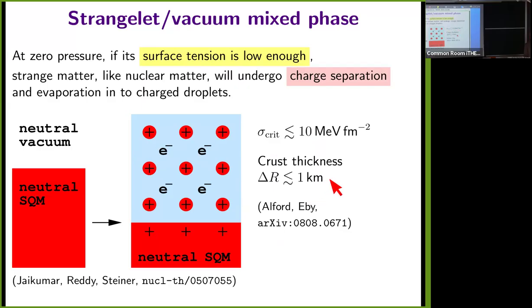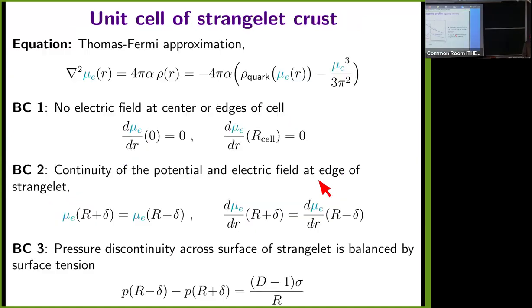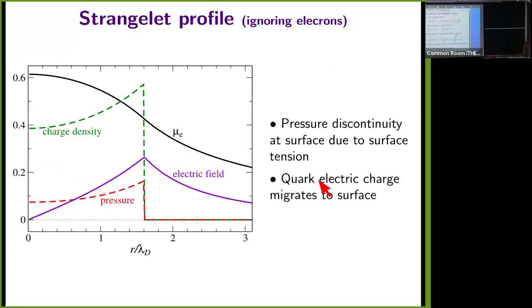It also depends on the strange quark mass. You can get crusts that are a kilometer thick. In other words, not so different from the crust of a regular nuclear matter star. So I can say more about how you obtain this. You use the Thomas-Fermi approximation in a Wigner-Seitz cell, and there are all these boundary conditions, and you get this profile, but I'm basically running out of time.